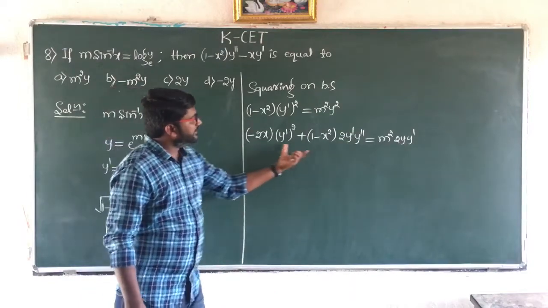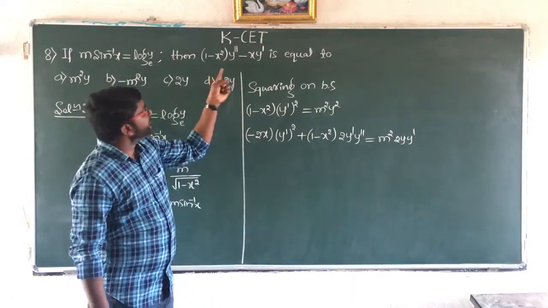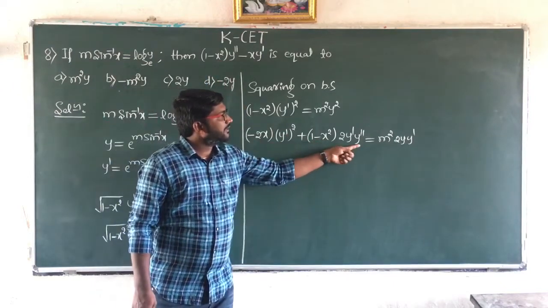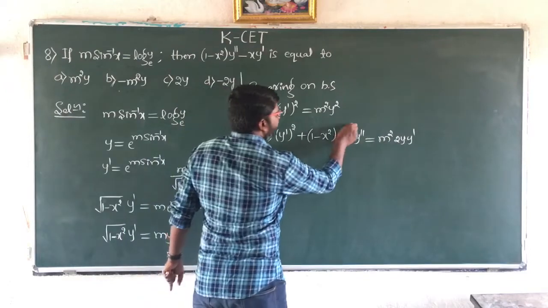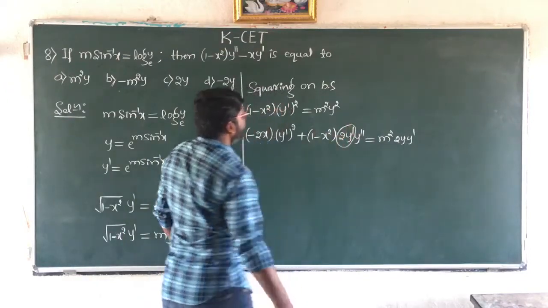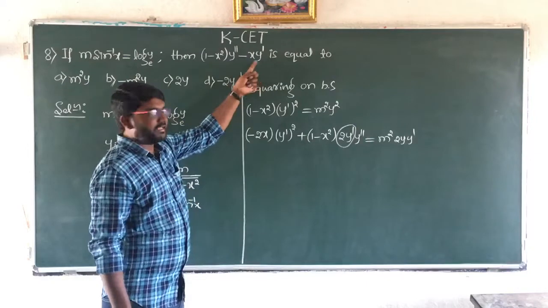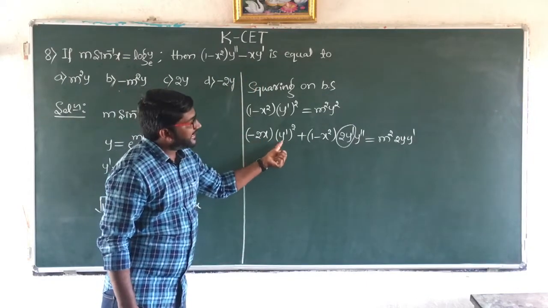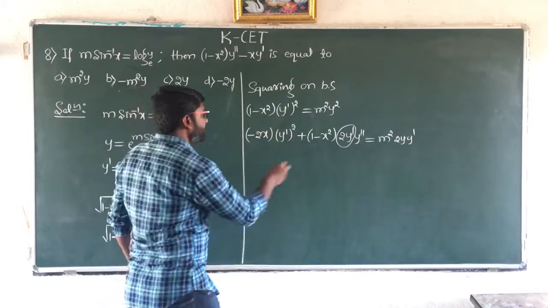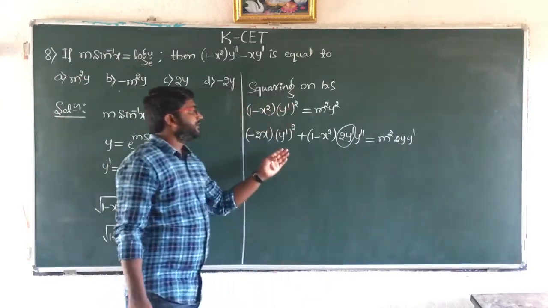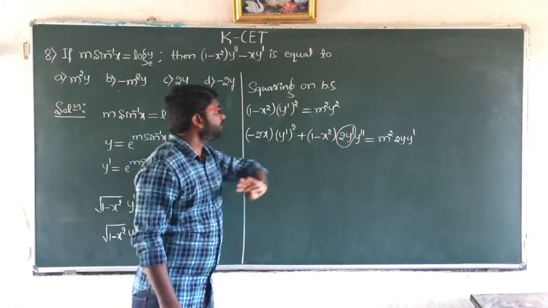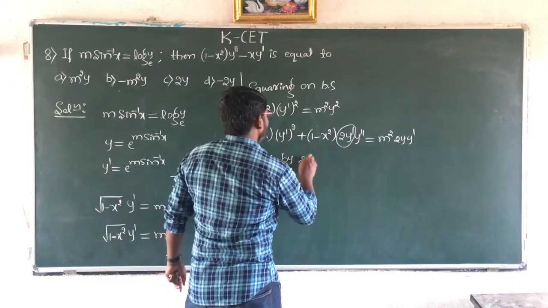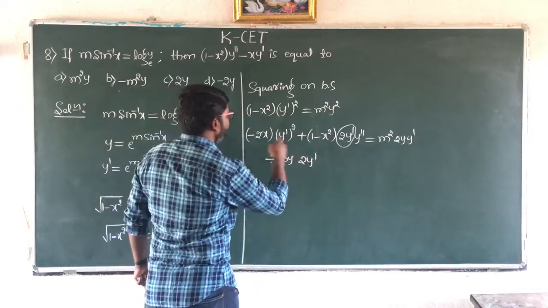So now compare this with the given condition, 1 minus x square into y double dash. So this clearly shows that 2y dash is an extra term, and then minus x into y dash. See here, minus x into y dash means again 2 times y dash is an extra term. So that is why what I do is divide LHS and RHS by 2 into y dash. So divide by 2 y dash.